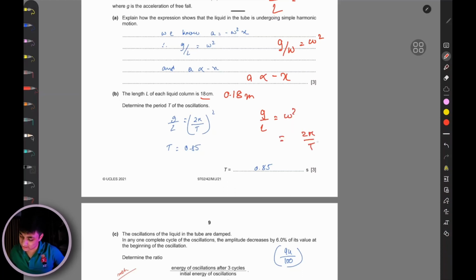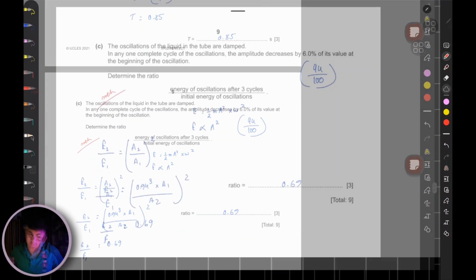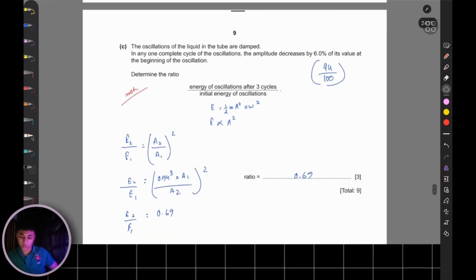2 pi by T whole square, equals g by L. Now you know the value of gravity to be 9.81. The value of L is given, 0.18. 2 pi is a constant. Time period you're going to find out. Make time period the subject and the answer you get is 0.85. Right? Great.